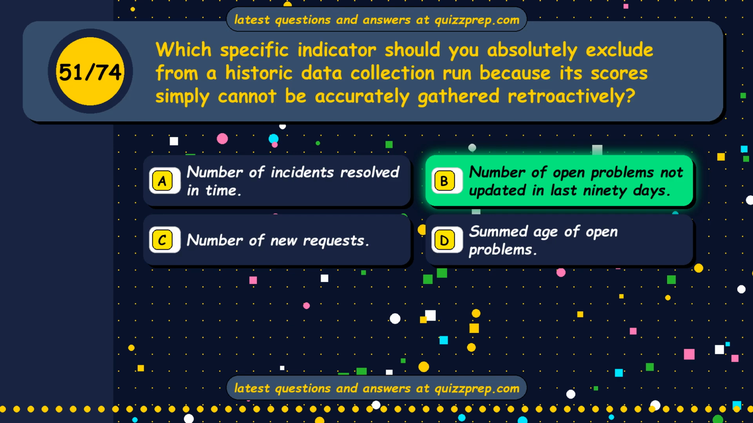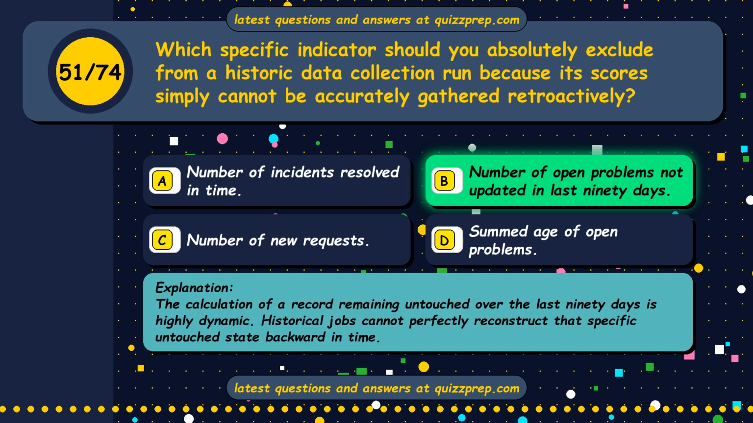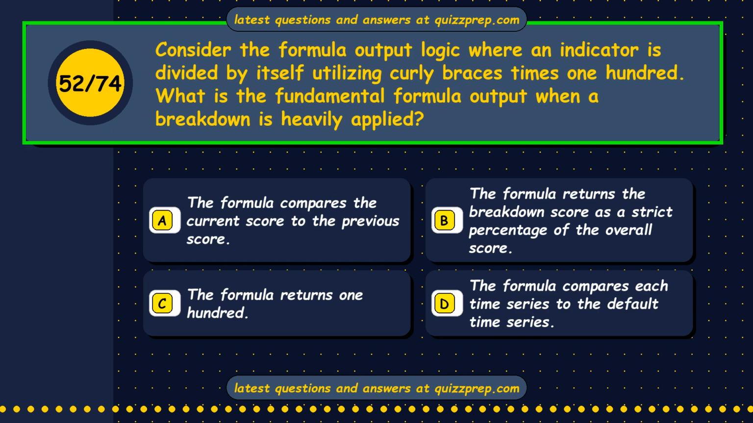The correct answer is option B. Number of open problems not updated in last 90 days. The calculation of a record remaining untouched over the last 90 days is highly dynamic. Historical jobs cannot perfectly reconstruct that specific untouched state backward in time. Question 52. Consider the formula output logic where an indicator is divided by itself utilizing curly braces times 100.